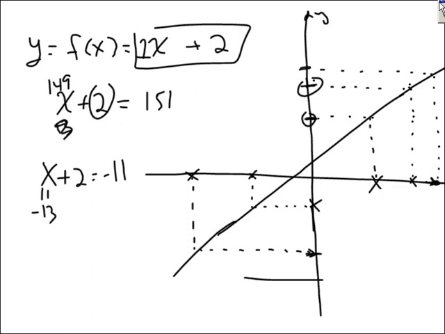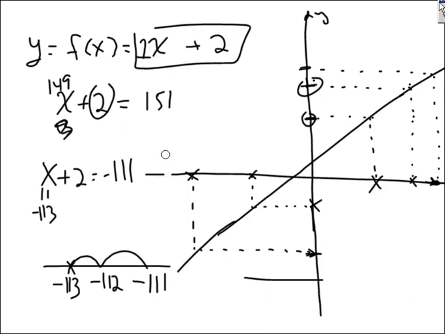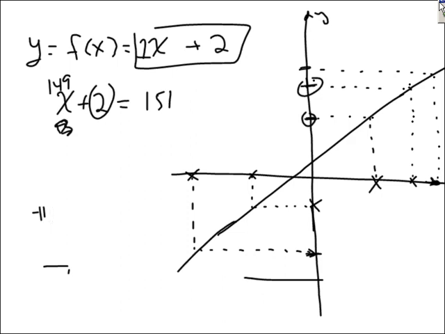If I want it to be negative 111, I have a number x, and all I know is when I add 2 to it, I end up at negative 111. Well, that's negative 112. Let x be negative 113. Yeah, I can get it to be any number. I can get x plus 2 to be any number. The range is everything.